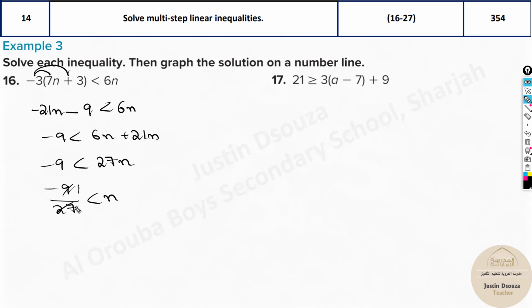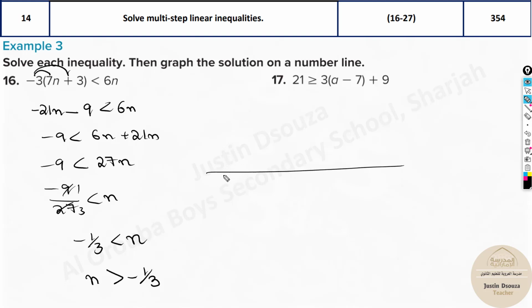This is 1 time. This is 3 times. 9 3s are 27, right? Negative 1/3 is less than n, or n is greater than negative 1/3. So this is the answer. That's it. Now, how do we do it on the number line?